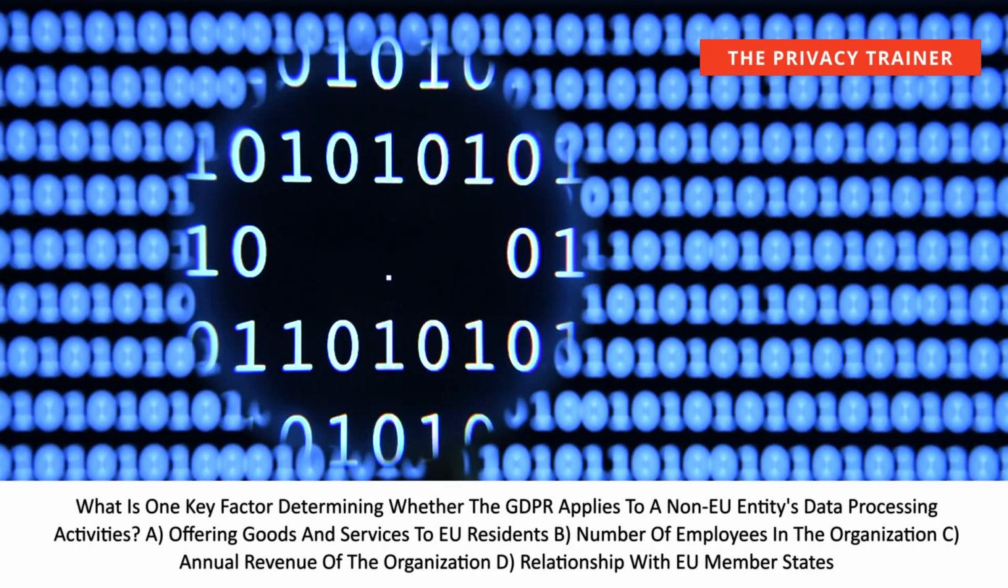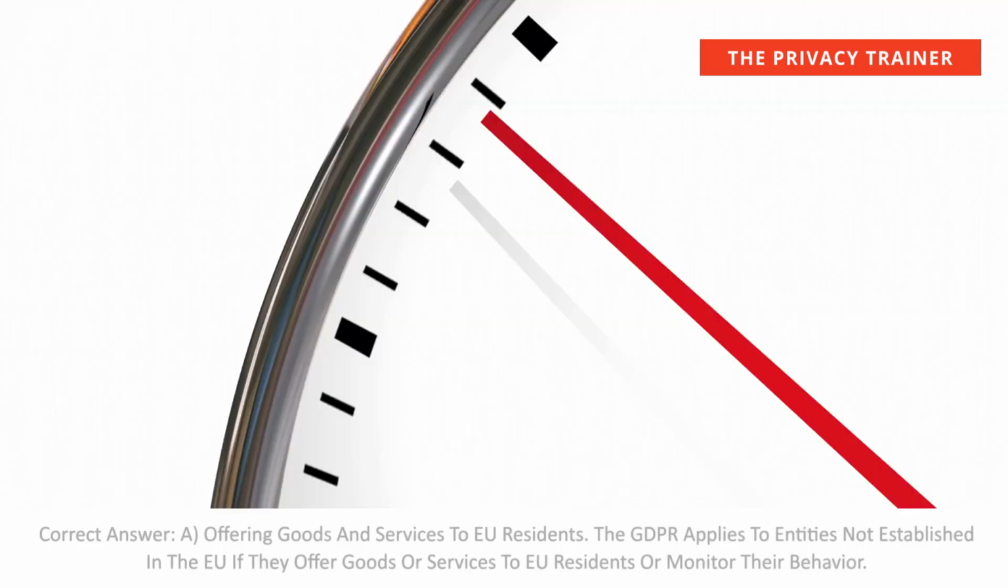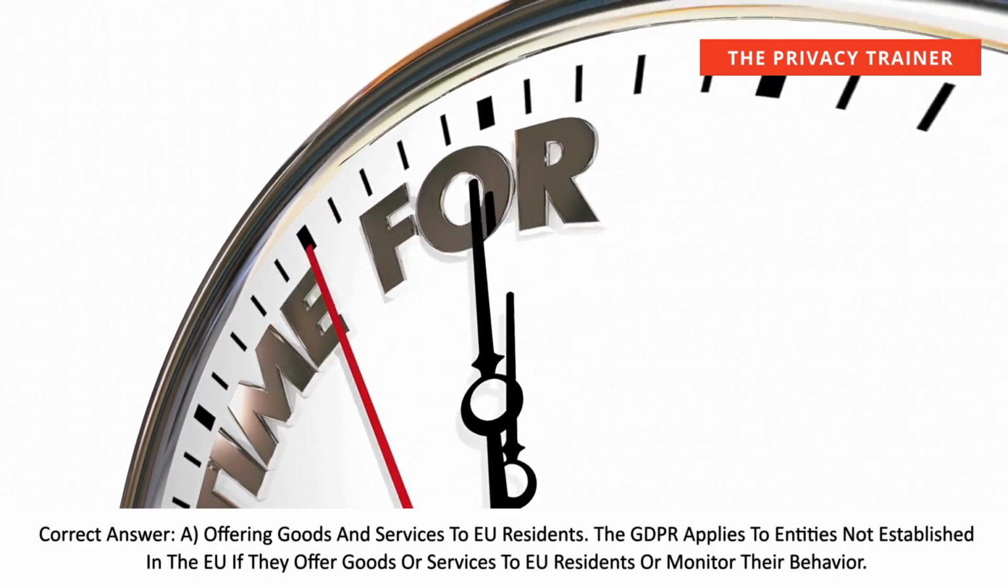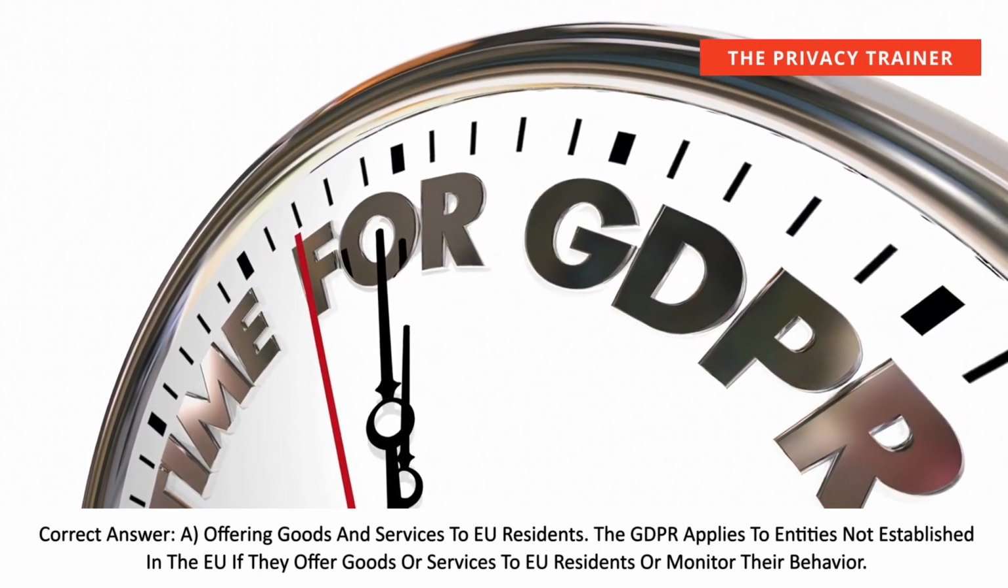What is one key factor determining whether the GDPR applies to a non-EU entity's data processing activities? A. Offering goods and services to EU residents. B. Number of employees in the organization. C. Annual revenue of the organization. D. Relationship with EU member states. Correct answer: A. Offering goods and services to EU residents.